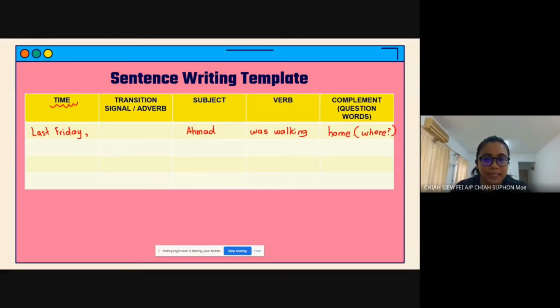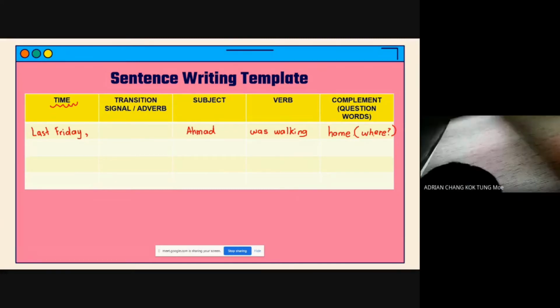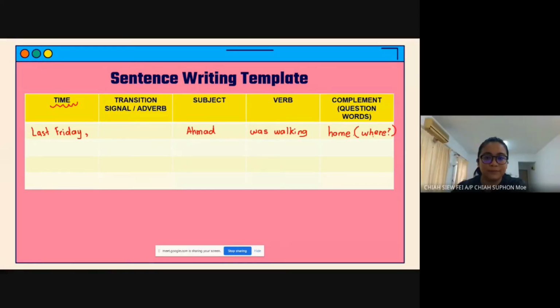When you use this writing template, you will be able to see clearly what your sentence is like. It's easier for you to check whether your sentence is correct or not. Okay, so you have to do the separation here: subject, verb, complement. So the subject will be Ahmad, the verb, only the verb, will be here, was walking, and then the complement will be the question words here. All right, so far, do you understand how to use the writing template? Yes. Okay, all right.